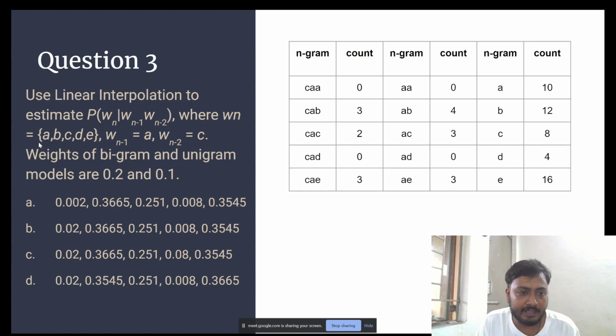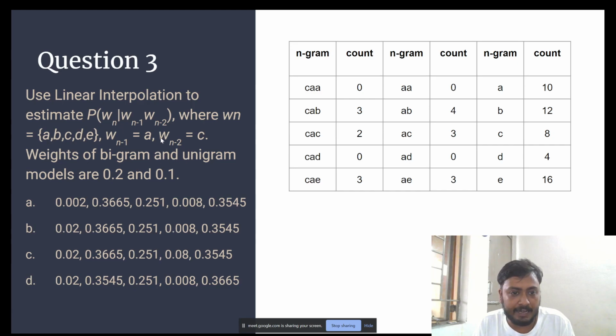Wn is between these. Here A, B, C and D are all different words, so don't get confused with characters. Here these represent different words. So you have 5 different words for Wn, but for Wn-1 and Wn-2, we are only considering A and C. And if you see the table on the right, that shows the distribution.